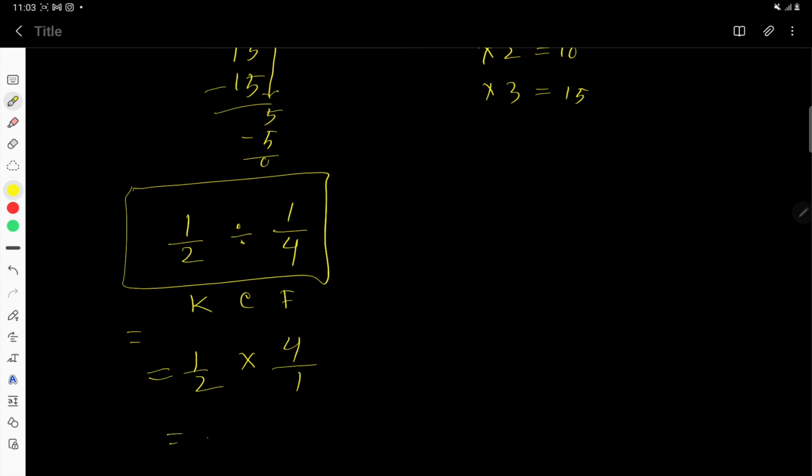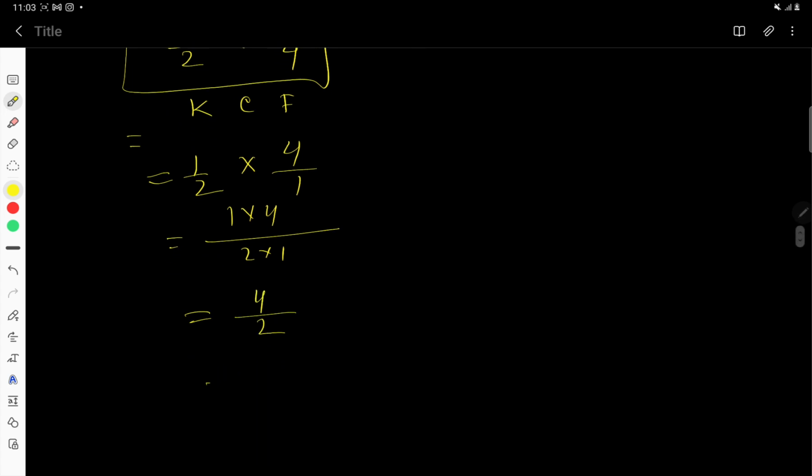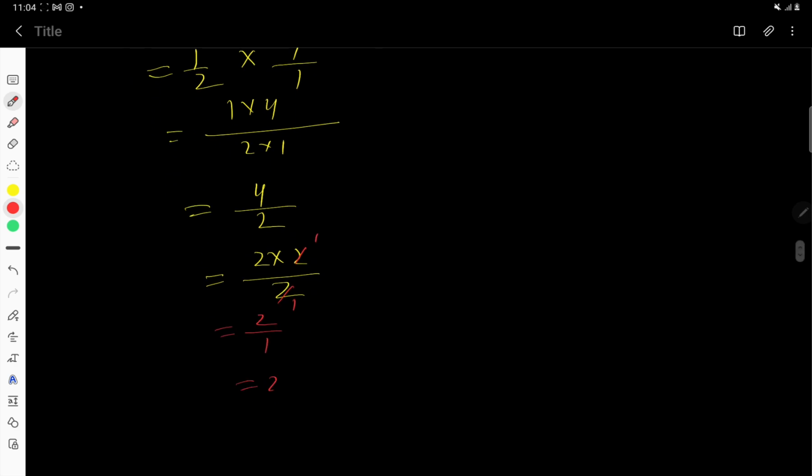Now you need to multiply top to top and bottom to bottom, right? So 4, 2. So now you have to cancel the common factor. You can write 4 as 2 times 2, then 4. These 2s cancel each other. So we are getting here 2 over 1, right? 2 over 1, that is 2.